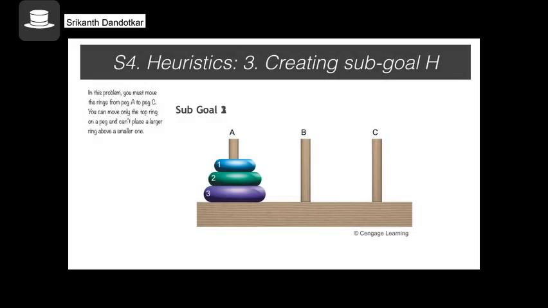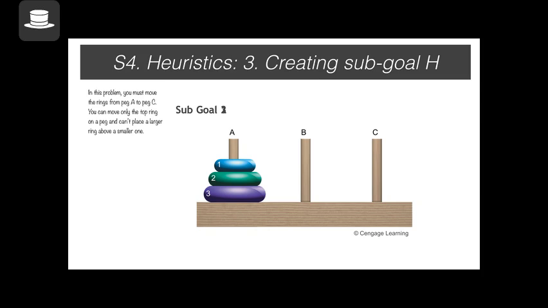Now, remember this Tower of Hanoi problem? This creating sub-goal heuristic is a very apt strategy to actually solve this problem. Remember, you need to move all the rings from peg A to peg C. How would you do that? I'm pretty sure you know how to do it. You figure it out. One way to do that is to create sub-goals, right?